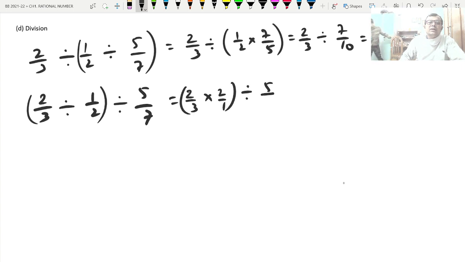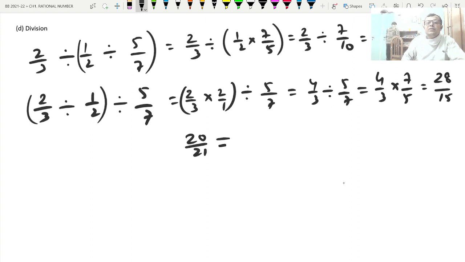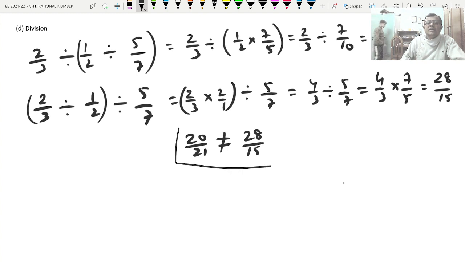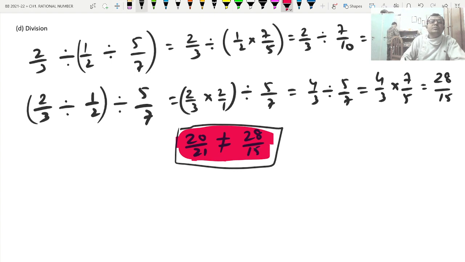So this will be 2 by 3 into 2 by 1 divided by 5 by 7. So 4 by 3 divided by 5 by 7. So 4 by 3 into 7 by 5, 28 by 15. Are they same? 20 by 21 is not equal to 28 by 15. Correct? Yes or no? They are not equal.